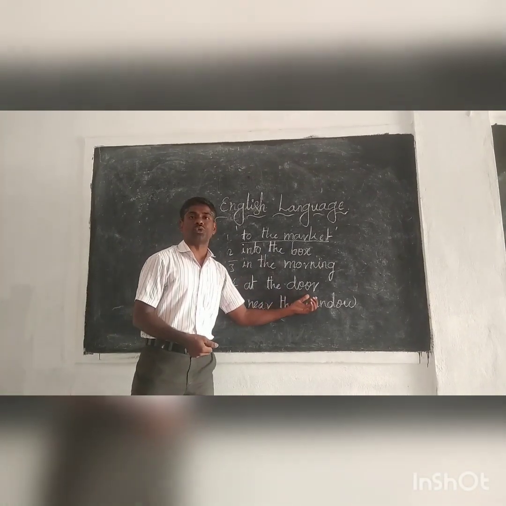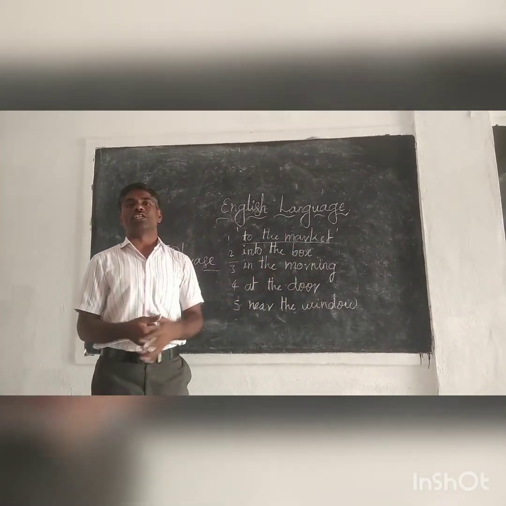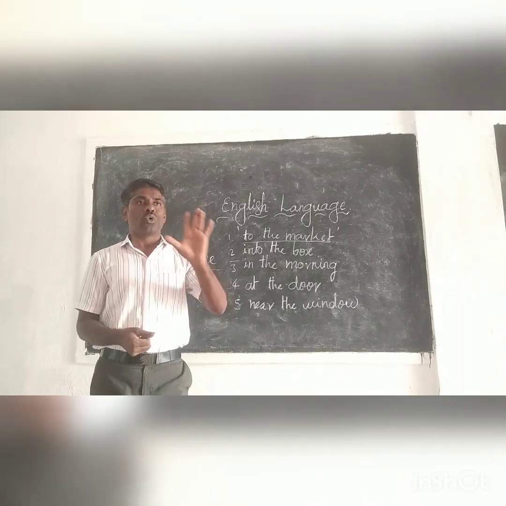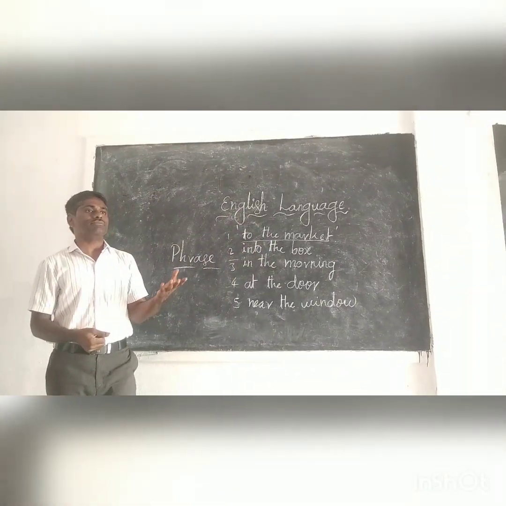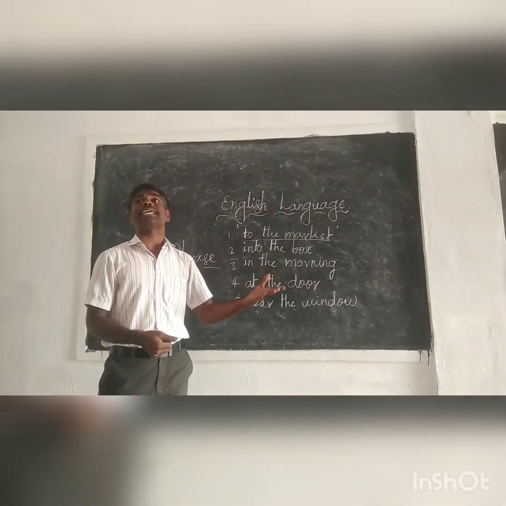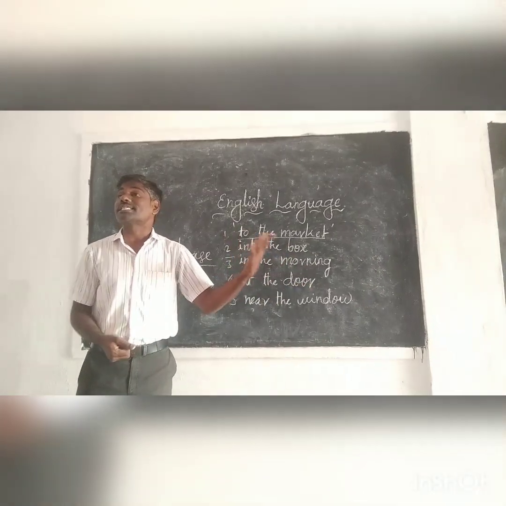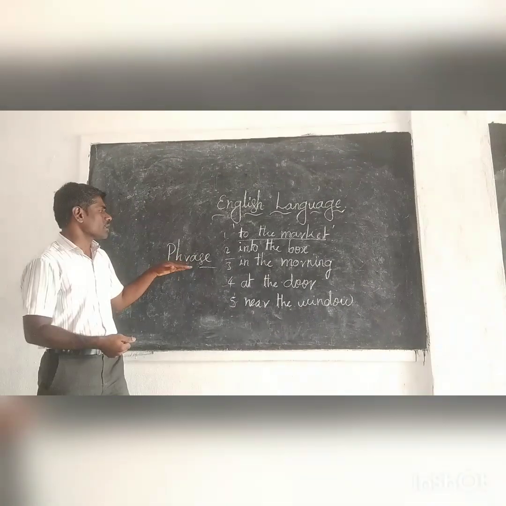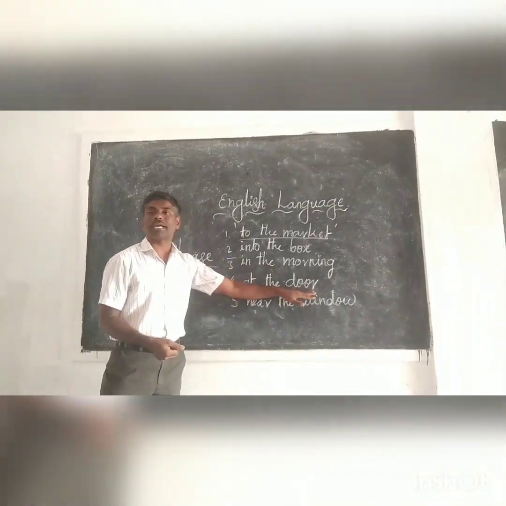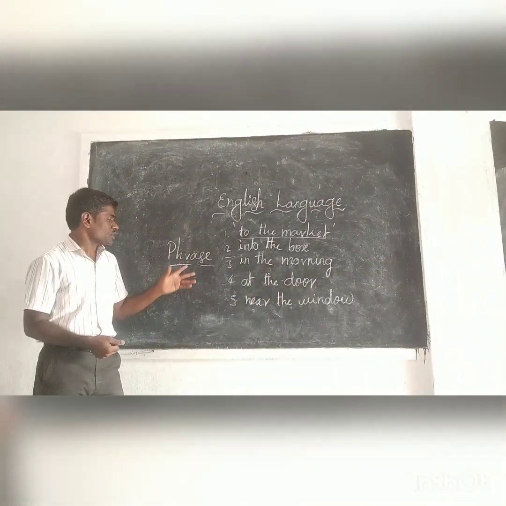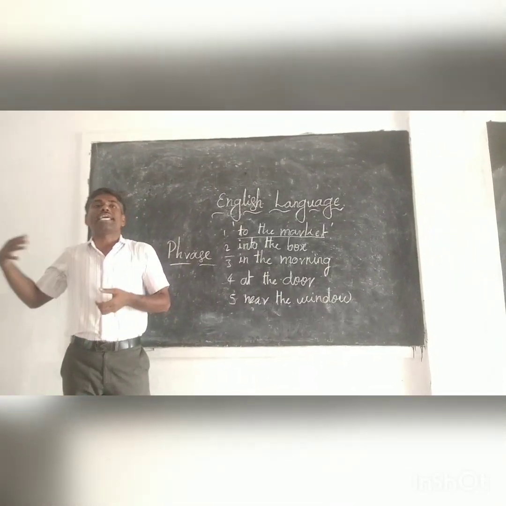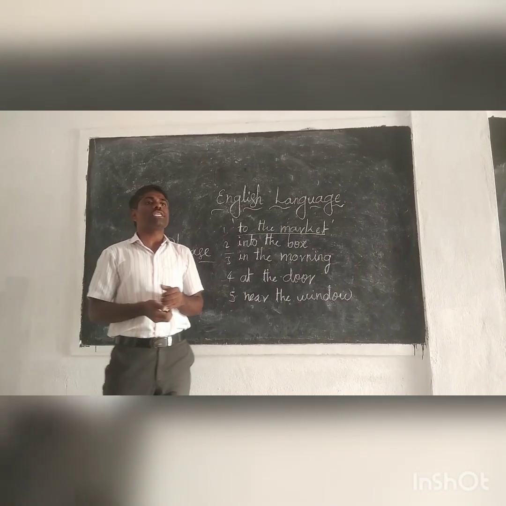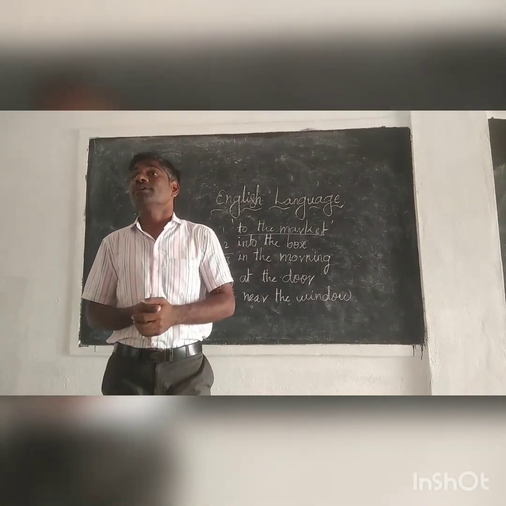So at the door, someone standing at the door. Who is standing at the door? Someone standing at the door, or Ramesh is standing at the door. So here, at the door becomes one of the phrases. Then near the window. Here, I am standing near the window. So these are good examples for phrase.